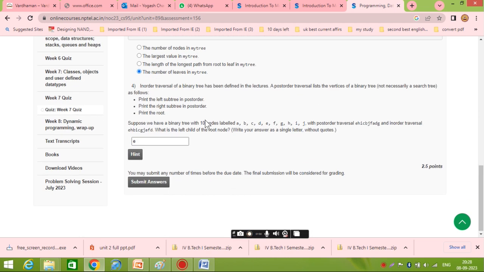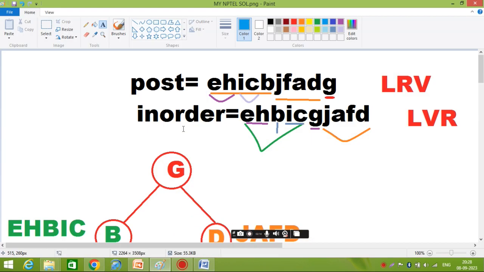And at last, this is a very awesome question. He has given A, B, C, D, E, F, G, H, I, J. The post order traversal is this and the in order traversal is this. He is asking what will be the left child of the root node. We have already drawn this: this is your post order and this is your in order.